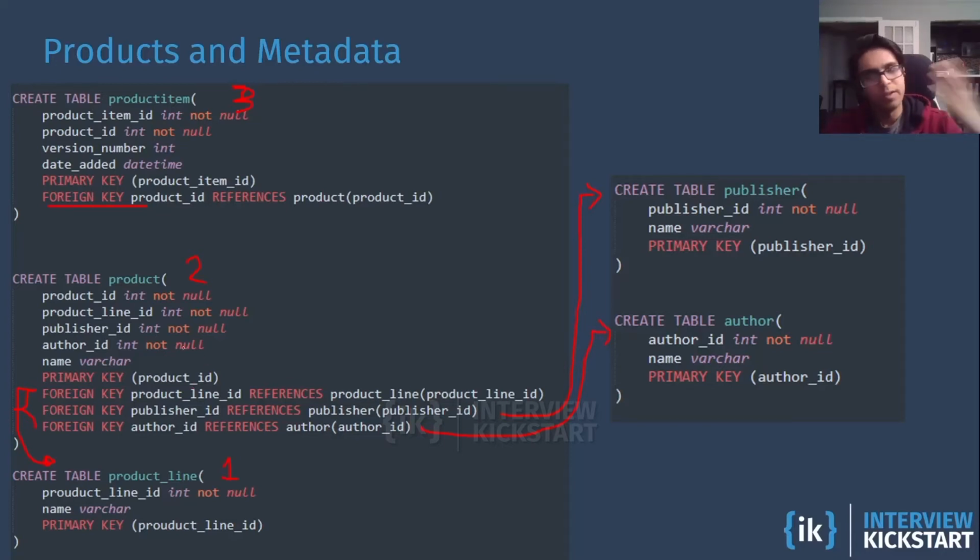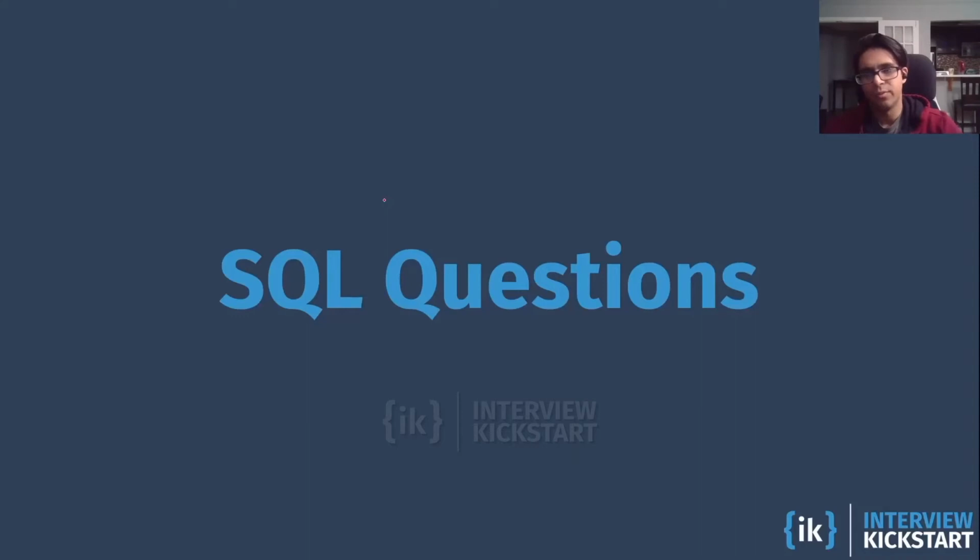Okay, so if you had paused the video and looked at the statements in detail, you'll see that these are pretty standard DDL statements. There's nothing too fancy going on besides some non-null constraints, and then some referential integrity statements for the foreign keys. And with that, we're basically just going to finish up by looking at some of the SQL questions that might be asked for the library data design.